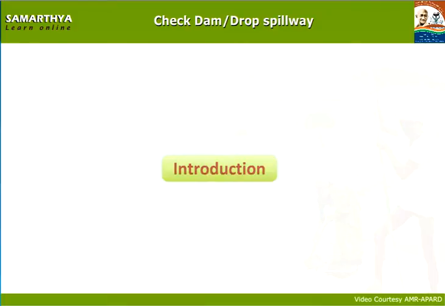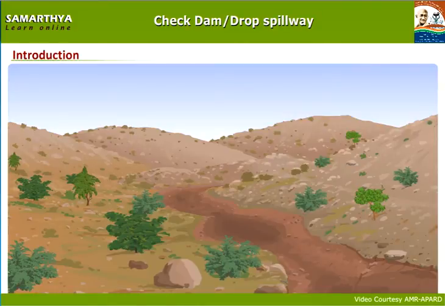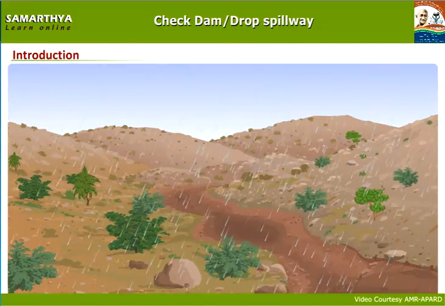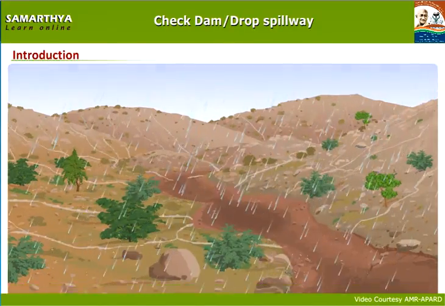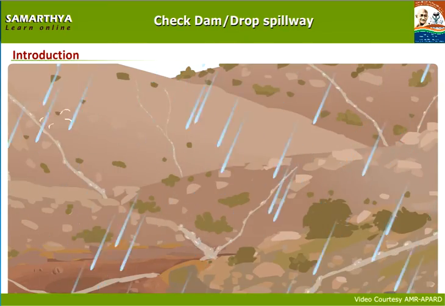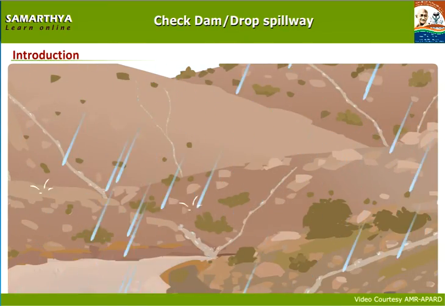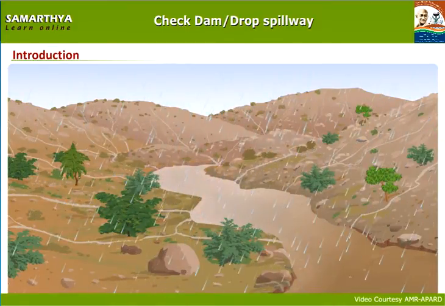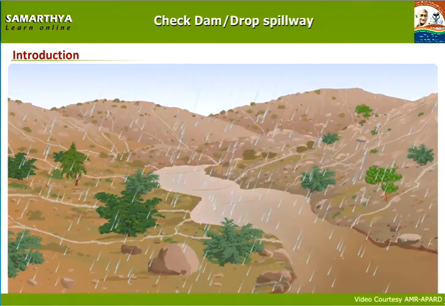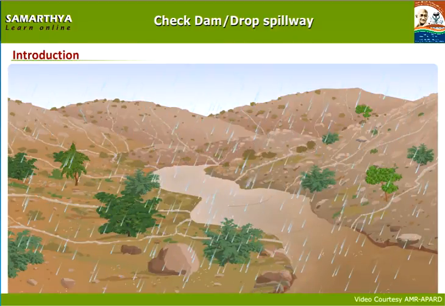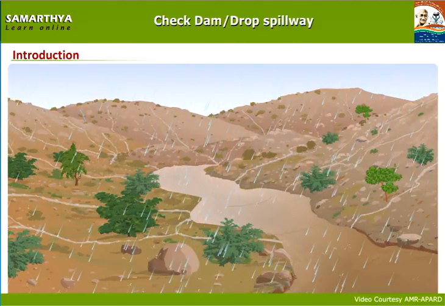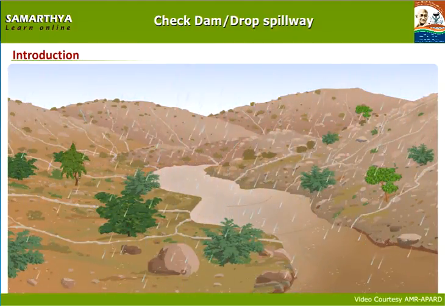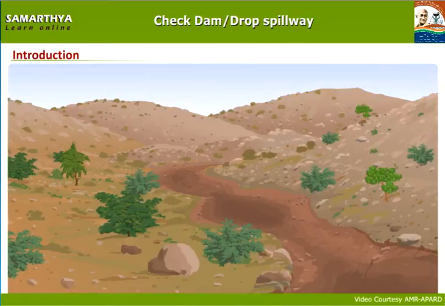Introduction. When it rains, the runoff water flows from upland areas to lowland areas. The runoff water takes away the upper layer of fertile soil along with it. Formation of 1-inch upper layer fertile soil would require hundreds of years. Hence, protecting such fertile soil is very much needed.